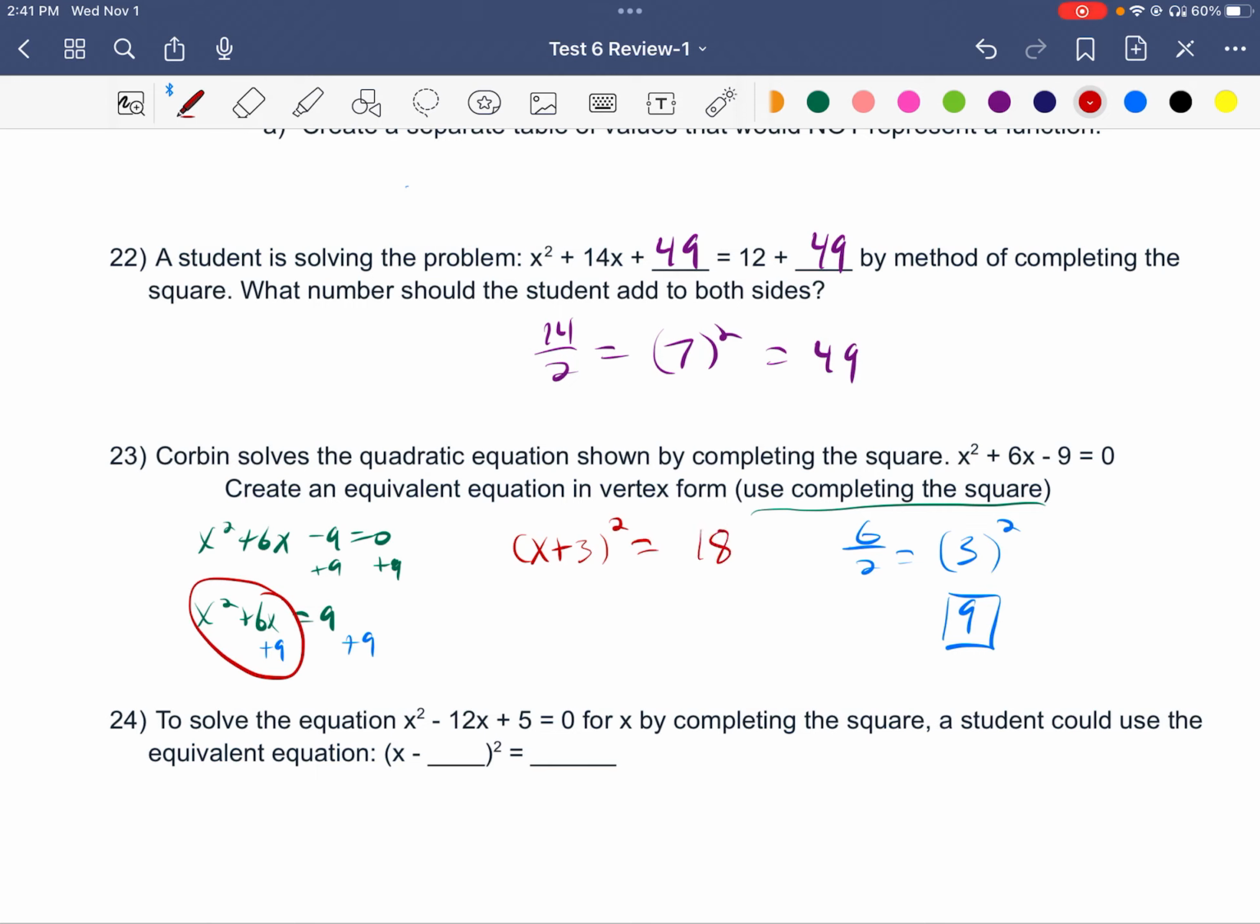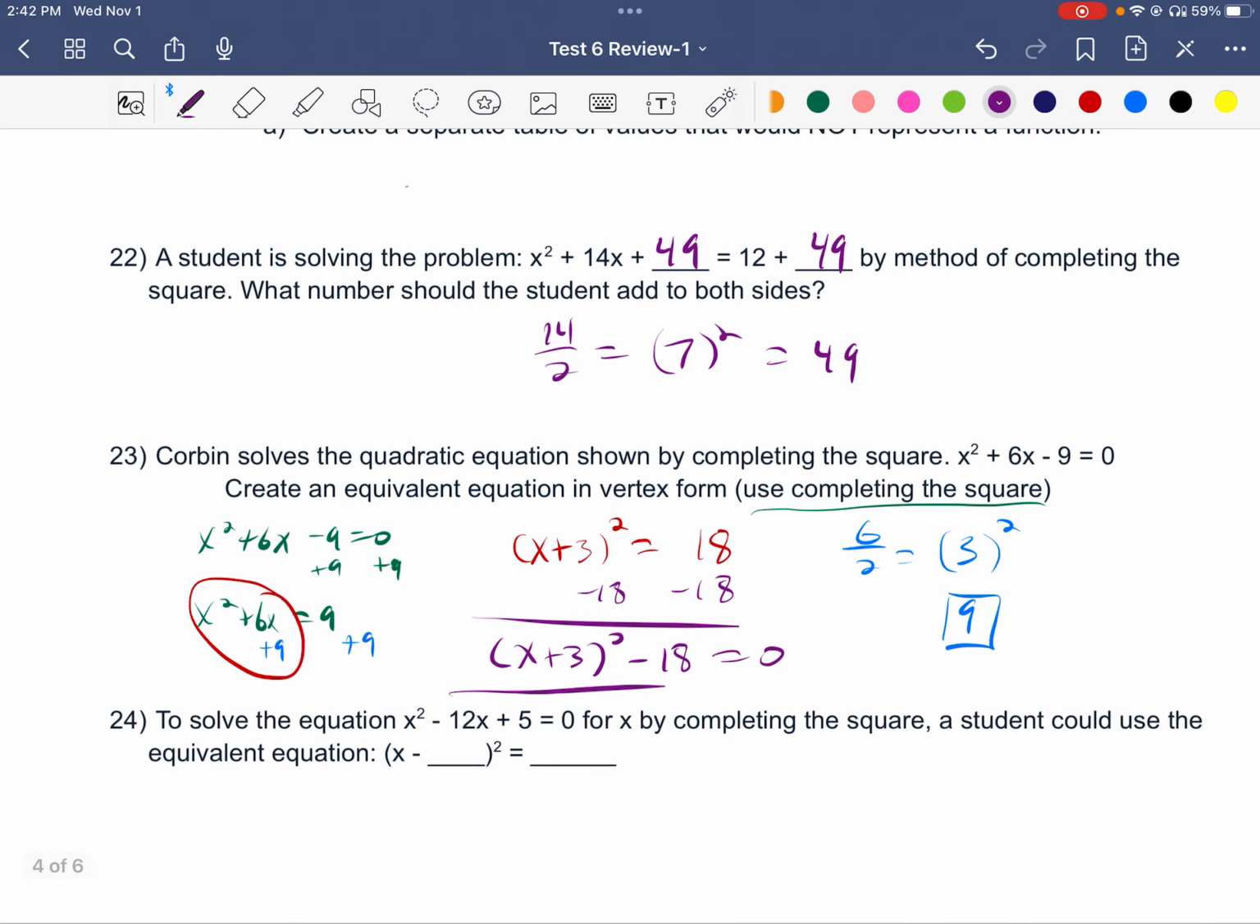So the question here is it wants us to get it in vertex form. All we need to do is set it back equal to 0. I'm going to do minus 18. I cannot combine it with what's going on inside that parentheses because of PEMDAS. So I'm just going to let that negative 18 hang out there at the end. There's my vertex form. Vertex is -3, -18.